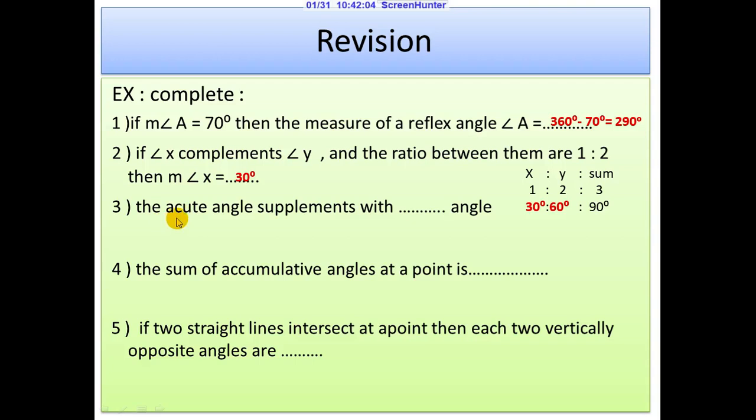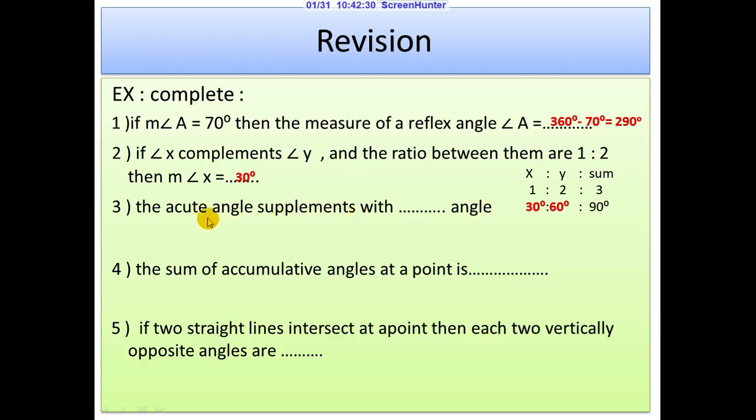Number 3, the acute angle supplements with what angle? What is the meaning of supplements? It means their sum must equal 180. He gave me the first one as an acute angle, and he asked me about the type of the second one. We know an acute angle has a measure less than 90. If we suppose its measure is, for example, 40 degrees, how to find the measure of the second one?